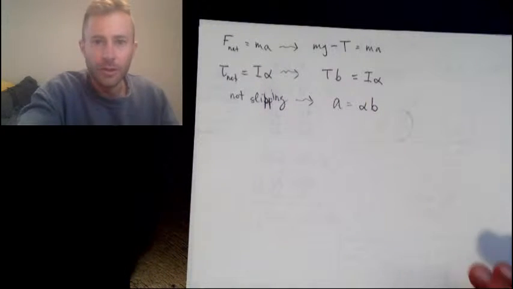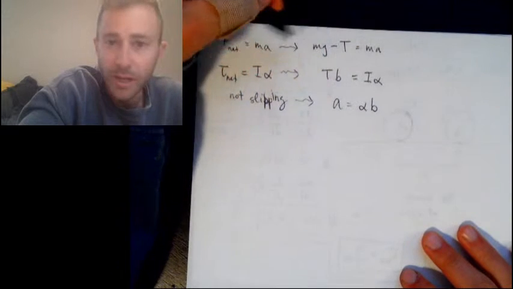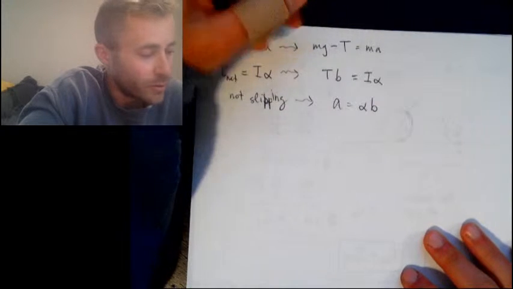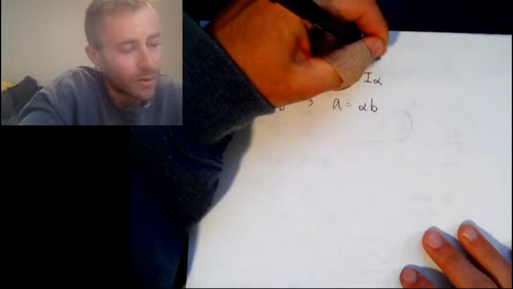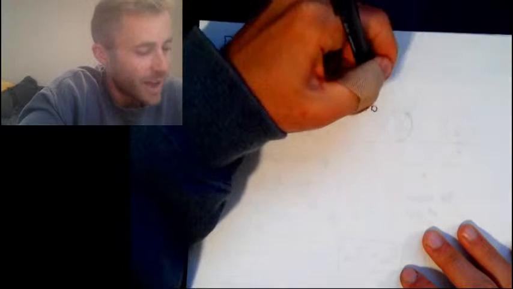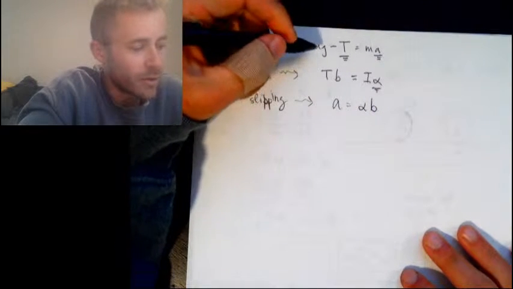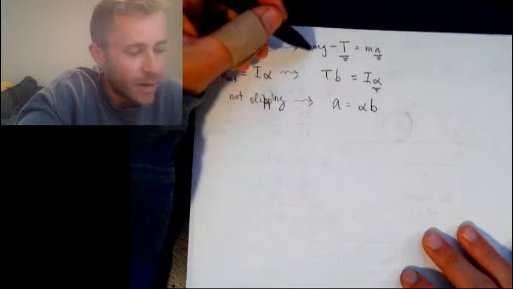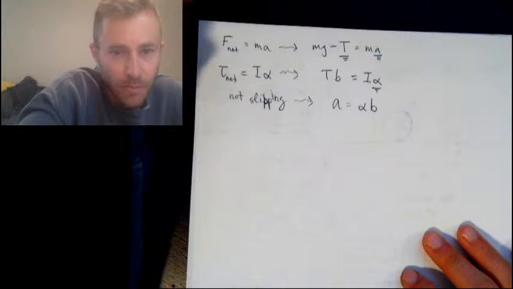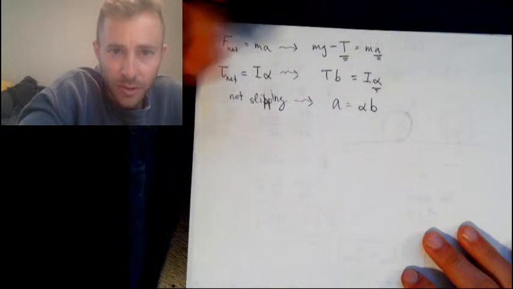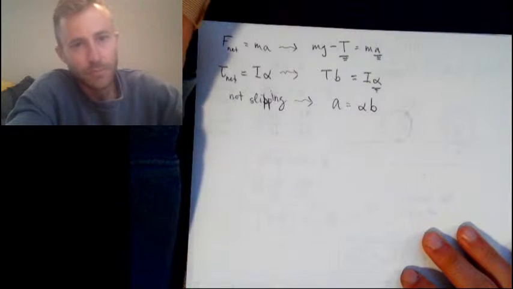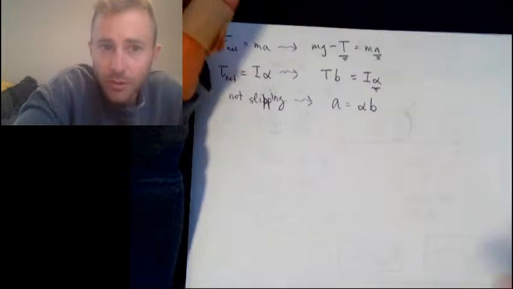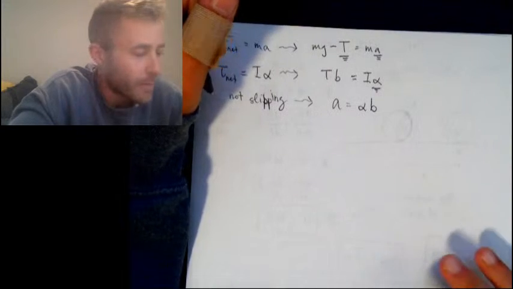So you will notice that there are 3 equations here, and there are actually 3 unknowns. The 3 unknowns are tension, linear acceleration, and angular acceleration. The other variables we see are mass, which was given, gravity, which is known, inertia, which is given, and B, which is given. So everything else is a given. We have 3 equations for 3 unknowns, and we need to solve them.